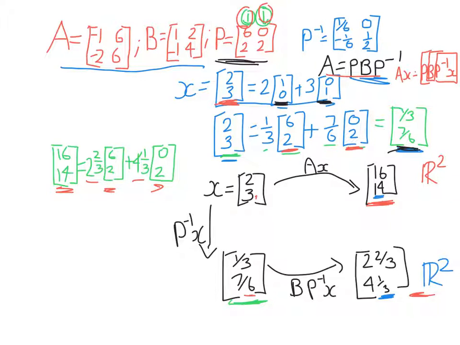Now, if we take this vector here, which is B times P inverse times X, and pre-multiply that by P, we get P B P inverse X.